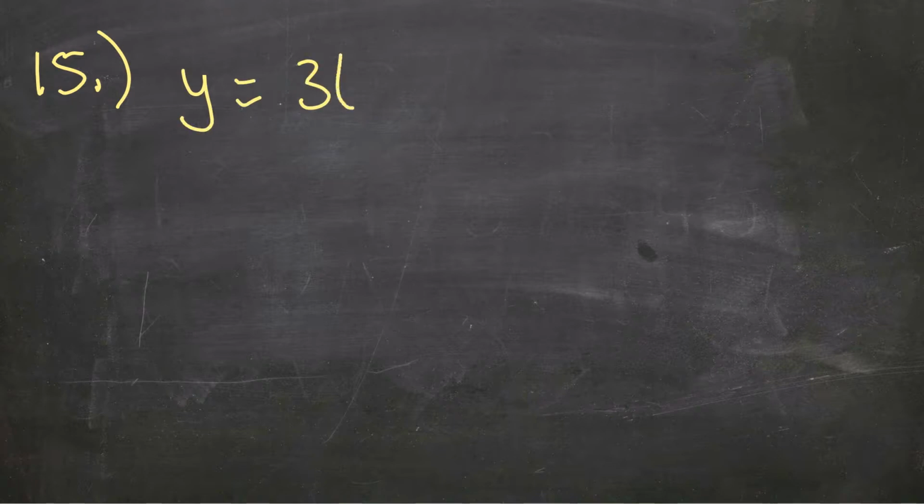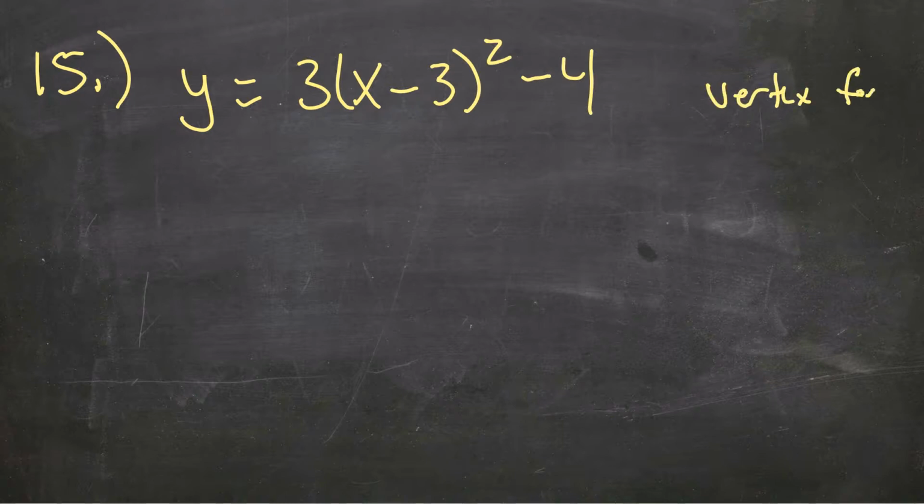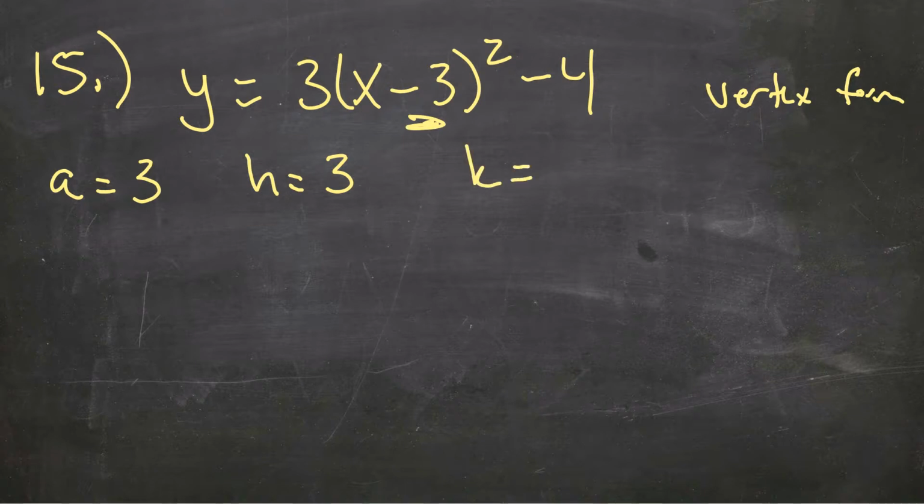Y equals 3, x minus 3 squared minus 4. Alright, since there's one set of parentheses, I know it's vertex form. Which means I say A is 3, H is positive 3. Remember, we always change the number that's hanging out inside the parentheses. K is negative 4.